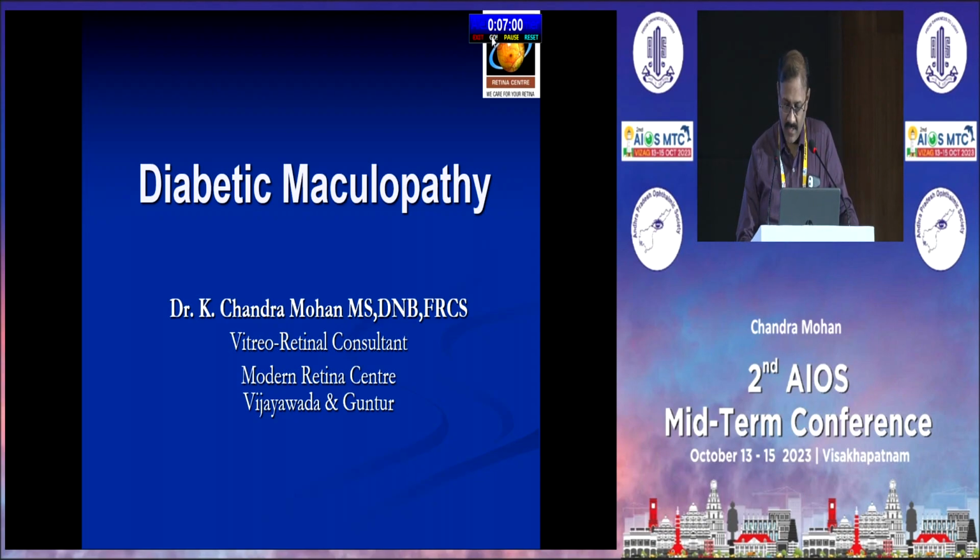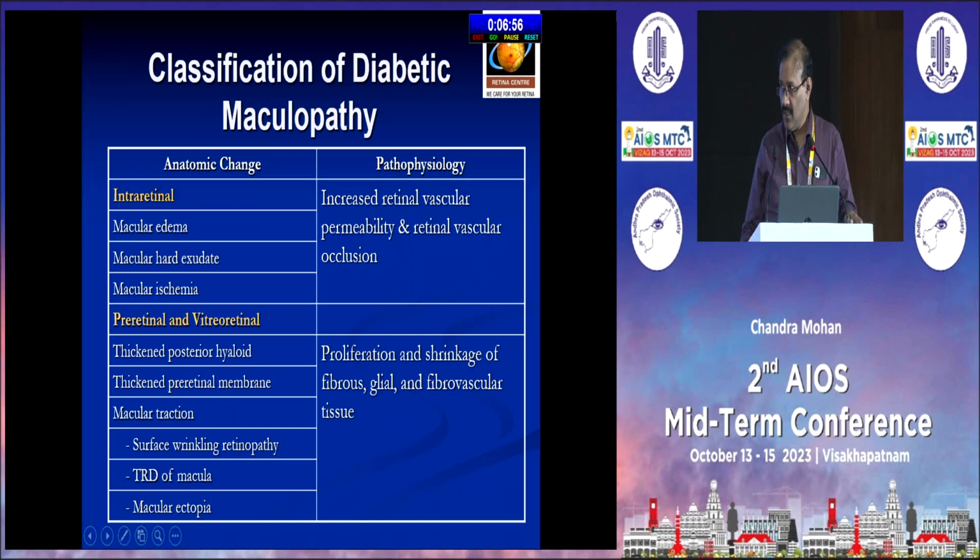Thank you IAOS and APOS for giving me the opportunity to speak on diabetic maculopathy. Diabetic maculopathy is a whole array of changes that occur in the retina, vitreoretinal interface and the surface of the retina. Intraretinal vascular permeability and vascular occlusion are causes for the intraretinal changes like macular edema, macular hard exudates and macular ischemia. Whereas proliferation and shrinkage of fibroglial tissue are the causes for vitreoretinal and preretinal changes like thickened posterior hyaloid, epiretinal membrane, macular traction and other changes that occur in it.